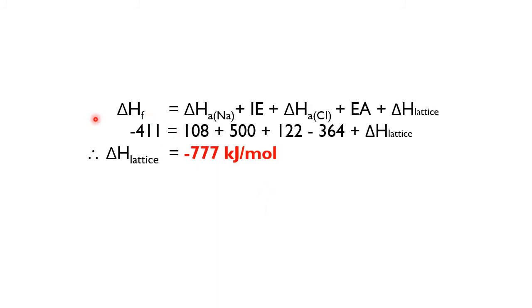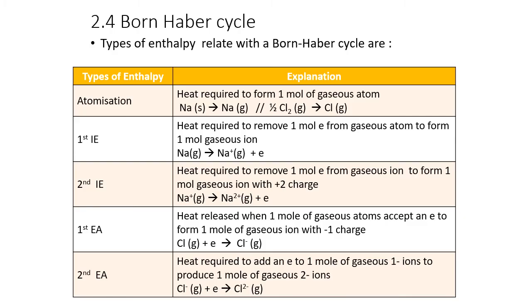Don't forget the last part, calculate the enthalpy of lattice energy. So as usual, formula, substitution, final answer. Your final answer must be with a negative sign, and the unit is kilojoule per mole for enthalpy of lattice energy of formation. This is the summary for the Born-Haber cycle.